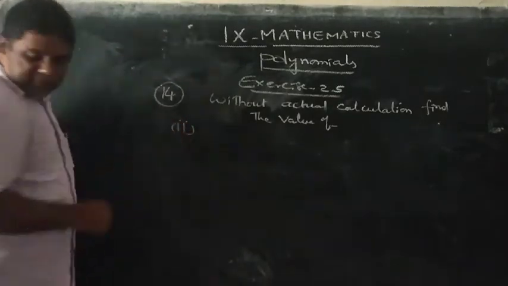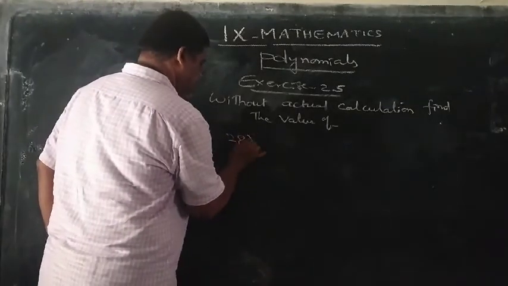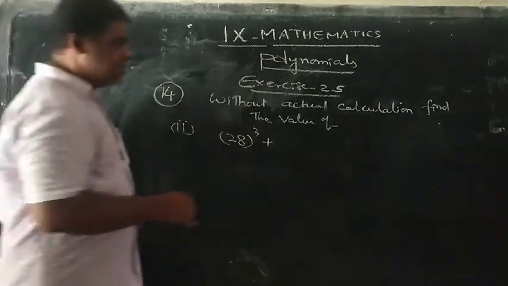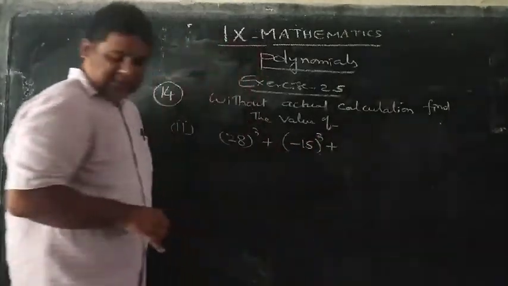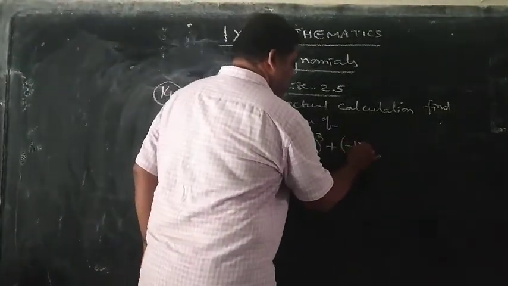Right, second one, 28 whole cube plus minus 15 whole cube plus minus 13 whole cube.